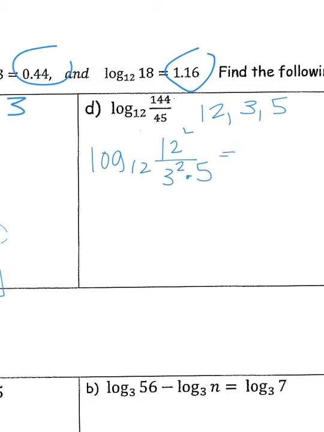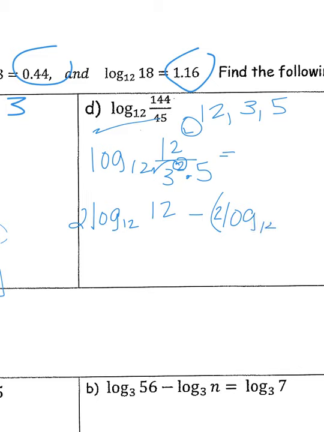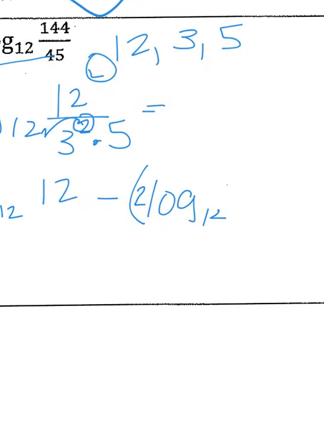Okay, we're going to expand this. So you're going to get log the base 12 of 12, but it's squared, so we're going to bring that down in front. And then minus, and we're going to have to do parentheses because we have several things on the bottom. So we got a 2 for the power we're going to bring down in front of the 3. So the 2 comes down in front, log the base 12 of 3. And then plus log the base 12 of 5.